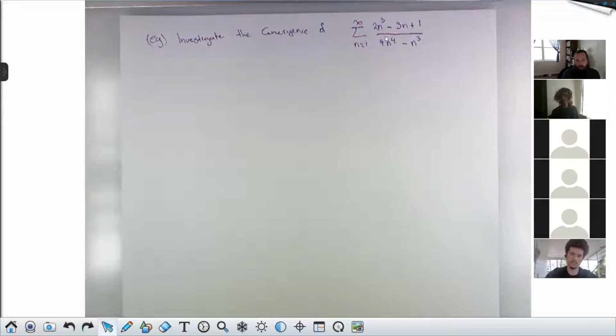Since the dominant term upstairs is degree 3 and the dominant term downstairs is degree 4, I get the feeling that this thing is kind of like 1 over n, which means it should diverge. But I don't know that for sure. That's just the gut feeling we get based on the degrees of the top and the bottom.